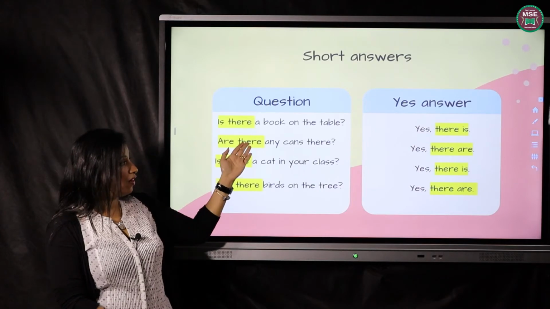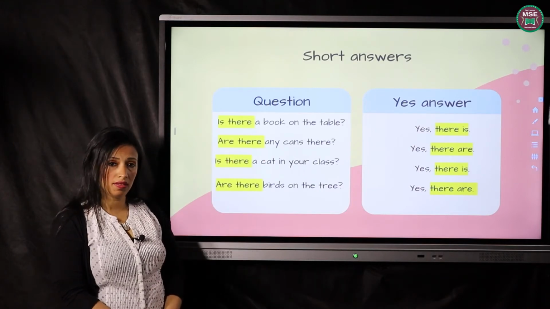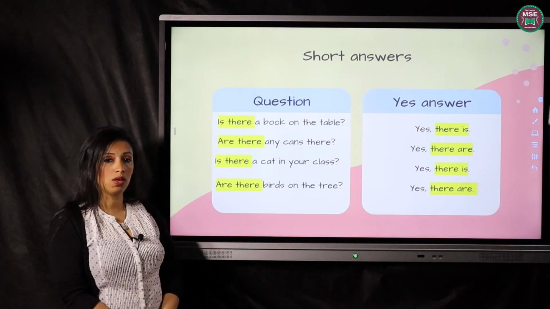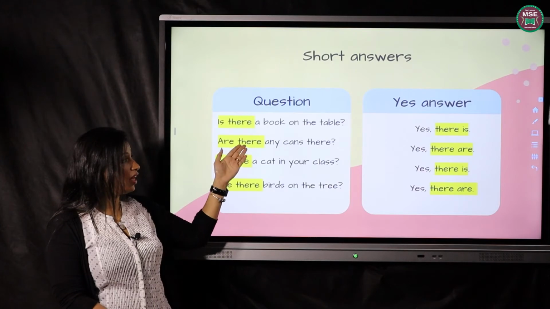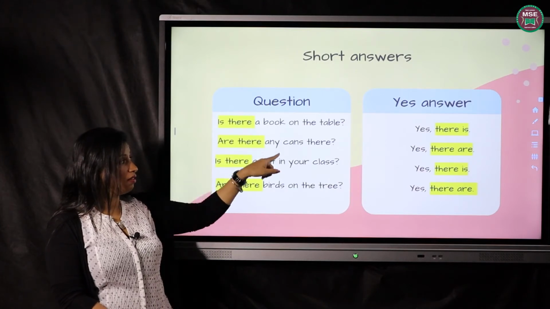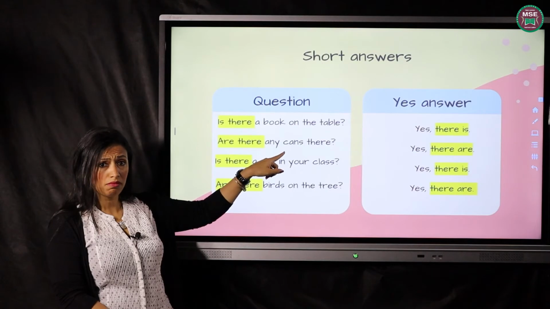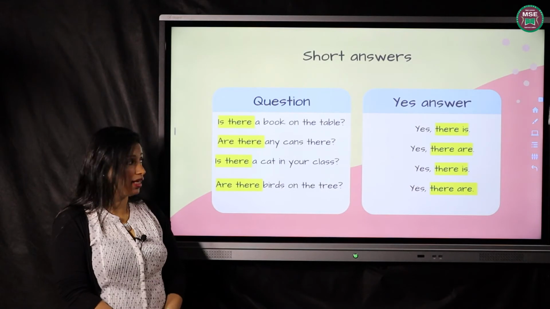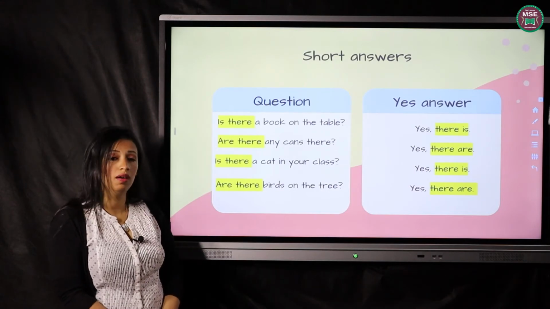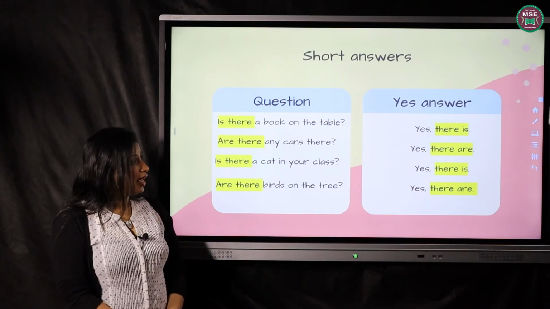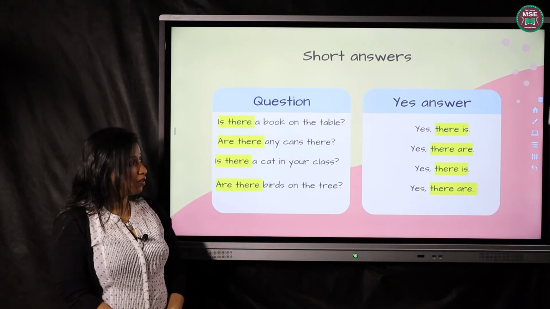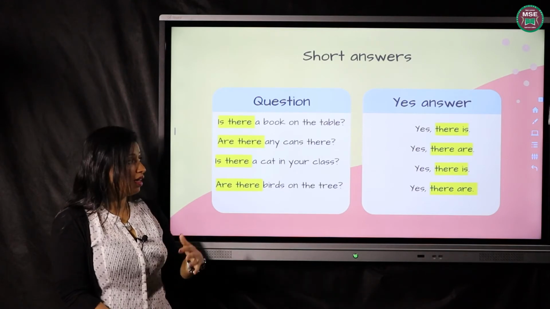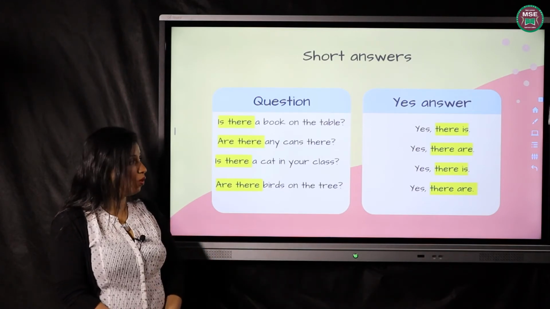Okay, are there any cans there? Cans. Now I'm asking about many things, so I have to start my question by using "are there any cans?" We added s for the noun. So that means that we are talking about many cans, not only one can. So we have to start our question by using "are there." What about the answer? This is the yes answers. Yes, there are. Because also I'm answering about many things, not one thing.